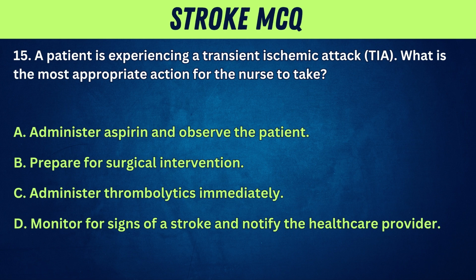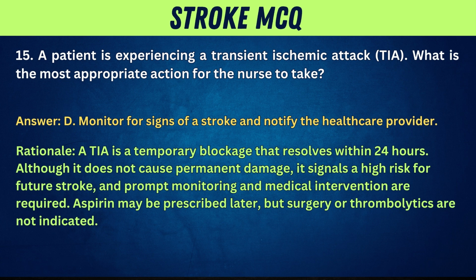15. A patient is experiencing a transient ischemic attack, TIA. What is the most appropriate action for the nurse to take? A. Administer aspirin and observe the patient. B. Prepare for surgical intervention. C. Administer thrombolytics immediately. D. Monitor for signs of a stroke and notify the healthcare provider. Answer: D. Monitor for signs of a stroke and notify the healthcare provider. Rationale: a TIA is a temporary blockage that resolves within 24 hours. Although it does not cause permanent damage, it signals a high risk for future stroke, and prompt monitoring and medical intervention are required. Aspirin may be prescribed later, but surgery or thrombolytics are not indicated.